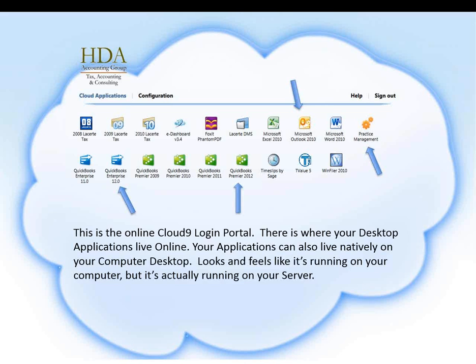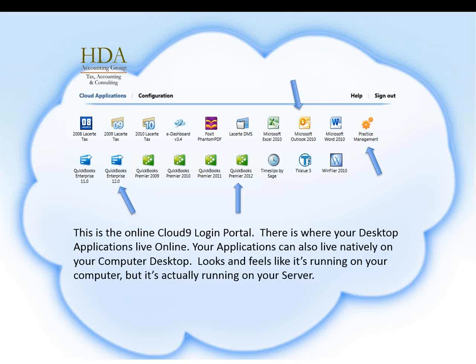And of course, you can also access via web browser. So this is what it looks like when you're logging in on Internet Explorer. So you can log in, you can see the desktop applications there as icons. And again, we're talking about desktop application hosting, right?